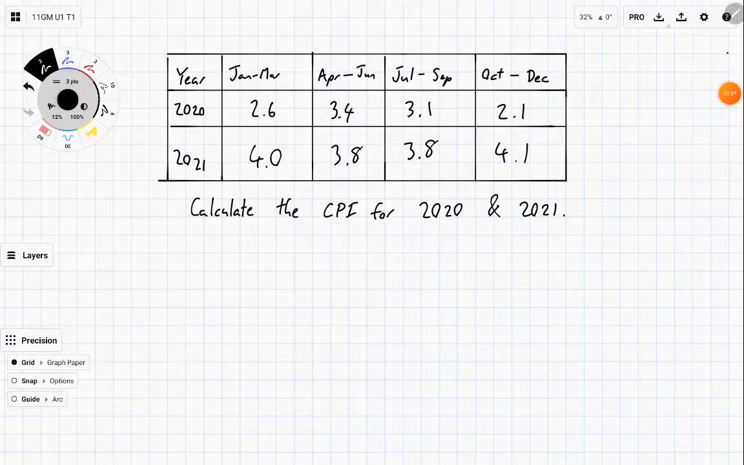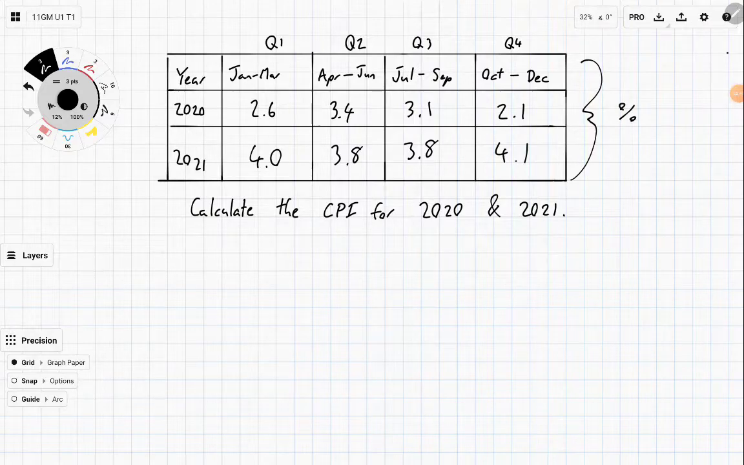Alrighty, so let's calculate the CPI for 2020 and 2021. In this table, it shows the quarterly figures. Each of these is a quarter, 3 months of the year: quarter 1, quarter 2, quarter 3, and quarter 4. It's asking us to calculate the CPI for that. Each of these is a percentage, basically saying that this is a 2.6% increase in this quarter. In this quarter, it's 3.4%, but we generally don't write the percentage. It is assumed in a CPI table that all of these are percentages. We just don't write it.